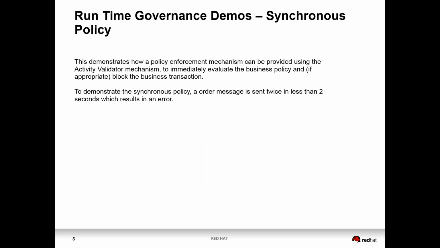The benefit of this approach is that it ensures only valid transactions are permitted, as decisions can be immediately enforced. However, the disadvantage is the potential performance impact this may have on the business transaction. This example shows activity event analysis using the activity validator mechanism to implement the business policy. So this demonstration example demonstrates how a policy enforcement mechanism can be provided using the activity validator mechanism to immediately evaluate the business policy and, if appropriate, block the business transaction.